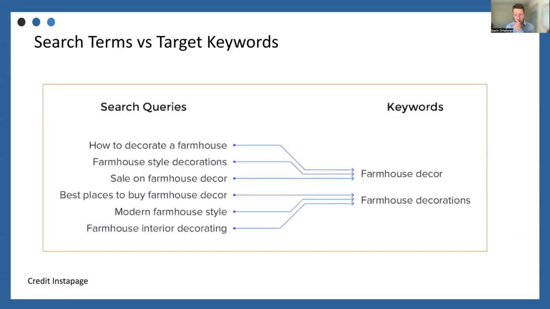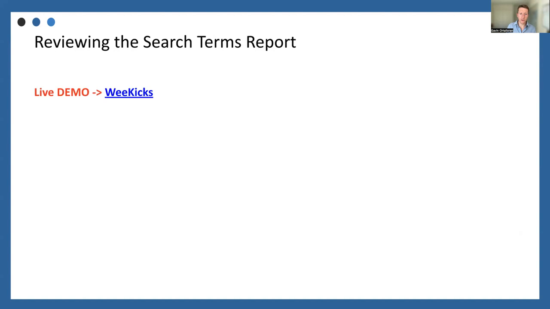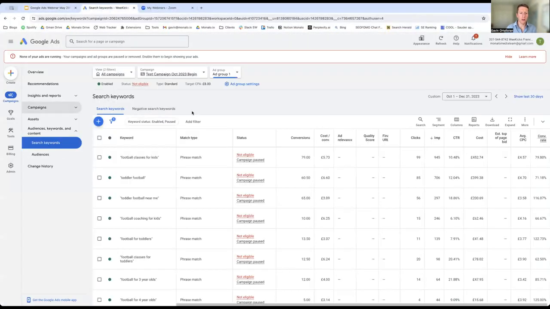There's another example here. You can see your keywords can show up for a variety of different search queries, and the goal here is that we need to review the search terms report and see if we're getting good clicks from that. So I'm going to jump over here to an account quickly, and hopefully everyone can still see my screen.